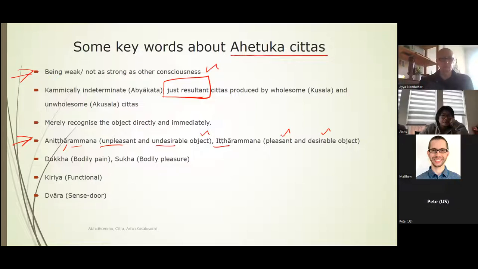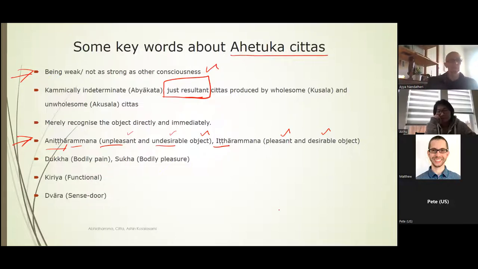Nowadays you can see a lot of unpleasant and undesirable objects, like in Myanmar, in Ukraine, and everywhere in the world. This is called Anittha Ramana. Here we are teaching and learning the Abhidhamma and talking about good things, the good mind, wholesome and unwholesome. This is a pleasant and desirable object. This is called Ittha Ramana.